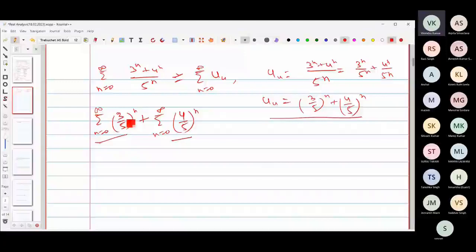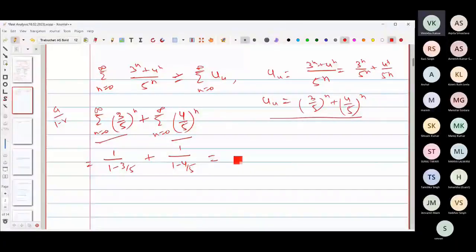A, the first term, n equals 0. So this becomes 1. The first term is going to be 1. So A is 1. The sum of this is A divided by, what is the formula? A divided by 1 minus R. So 1 minus R is going to be 3 by 5. And in this case also A is 1, and then 1 minus 4 by 5.